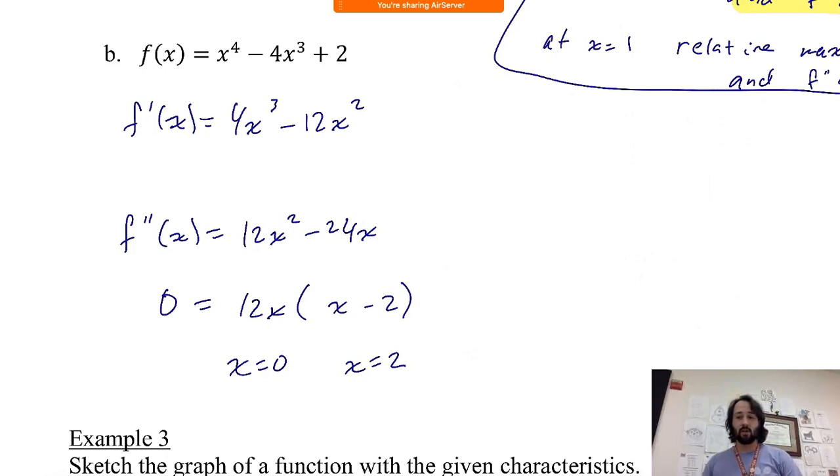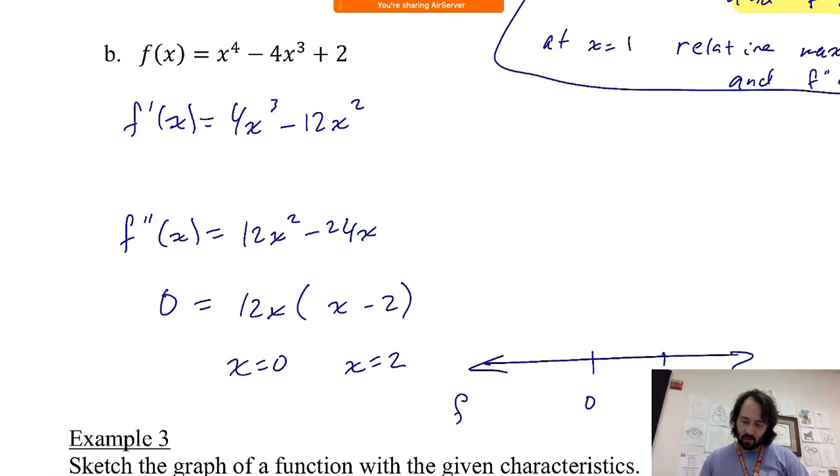I could be changing concavity. So I might as well go ahead and throw those on my number line. So I have 0 that I want to check around, and 2, I want to relate f double prime to f at, say, negative 5.